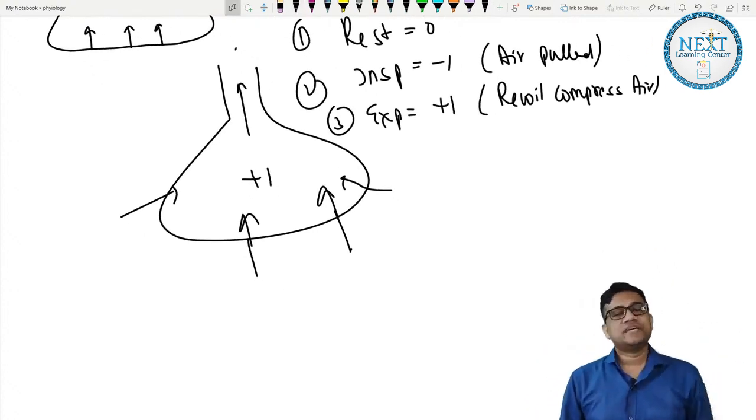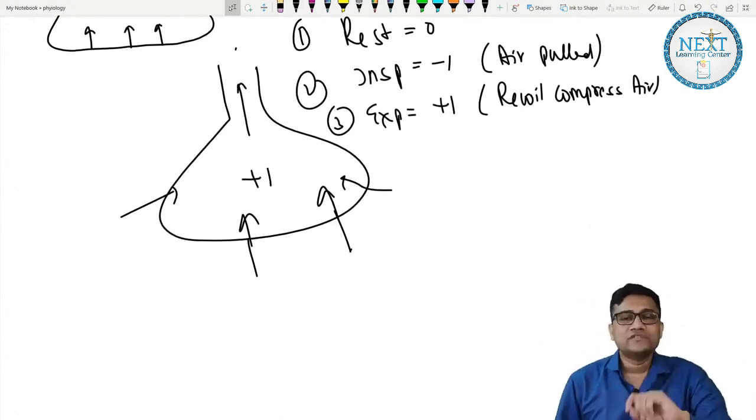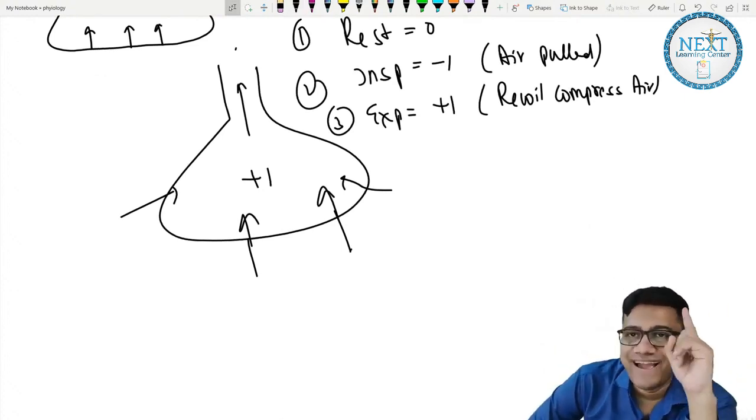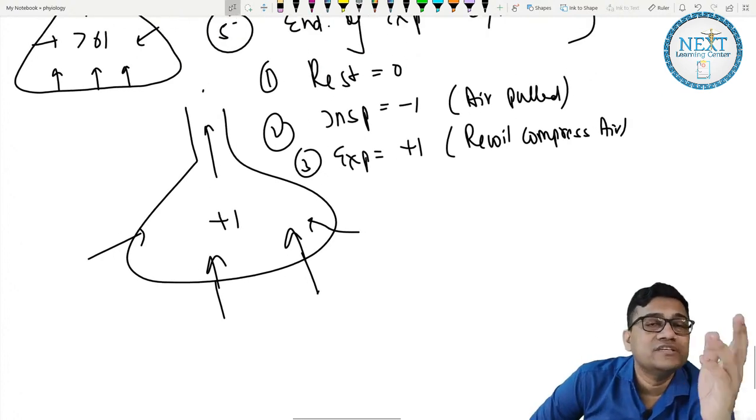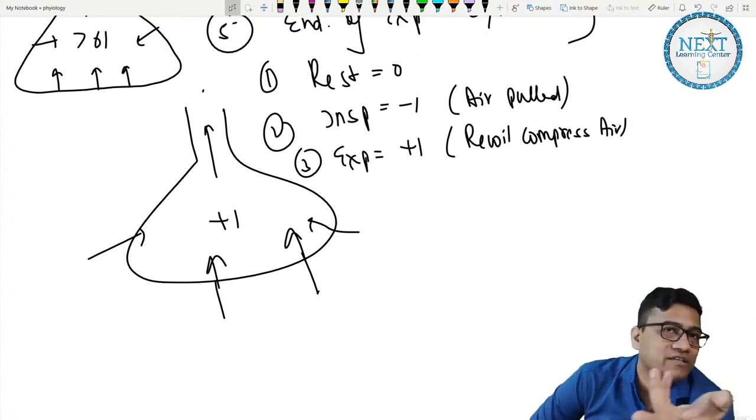So what is the value at rest? It is 0. Inspiration -1. Expiration +1. At rest 0. Inspiration -1. Expiration +1. Okay. And remember, one is factual. They will ask the fact, +1, -1.